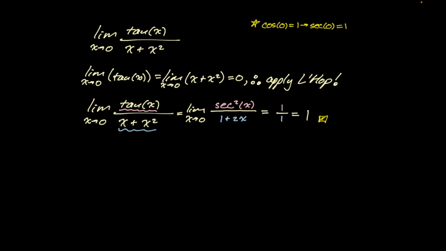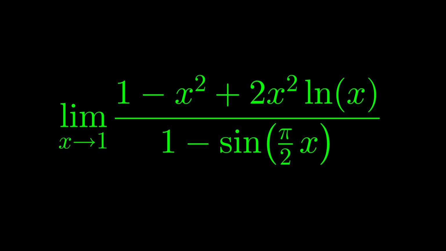Let's take a look at another one. This one looks a little more complicated. The limit as x approaches 1 of 1 minus x squared plus 2x squared natural log of x, all over 1 minus sine of pi over 2x. I don't know if I read that right. I think I did: 1 minus sine of pi over 2x.